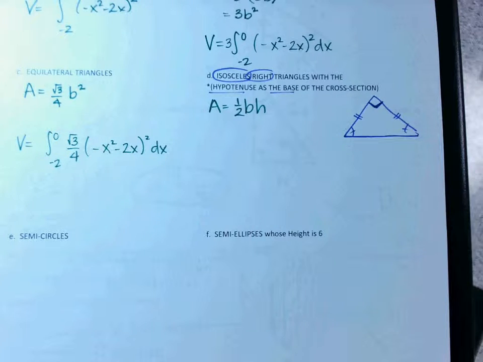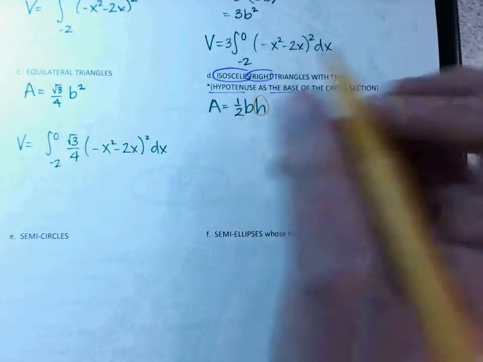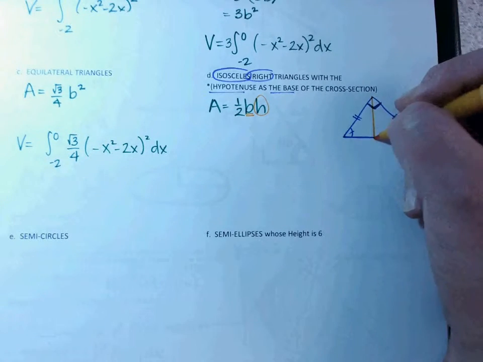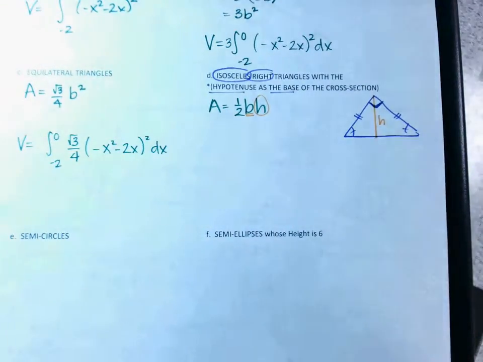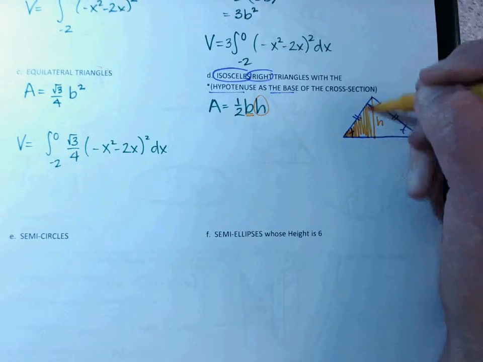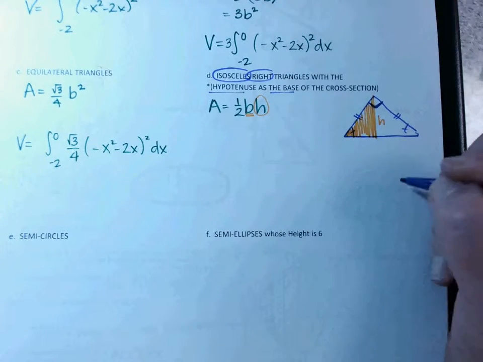So what I need to figure out is what I can call the height, because this height has to be substituted out to be in terms of the base. So I'm going to draw my height here. And then I'm going to use the same strategy that I used for equilateral triangles on the other page. I'm going to only look at half of the triangle at a time. So I'm going to mainly just focus on that yellow half. So I'm going to redraw it down here.